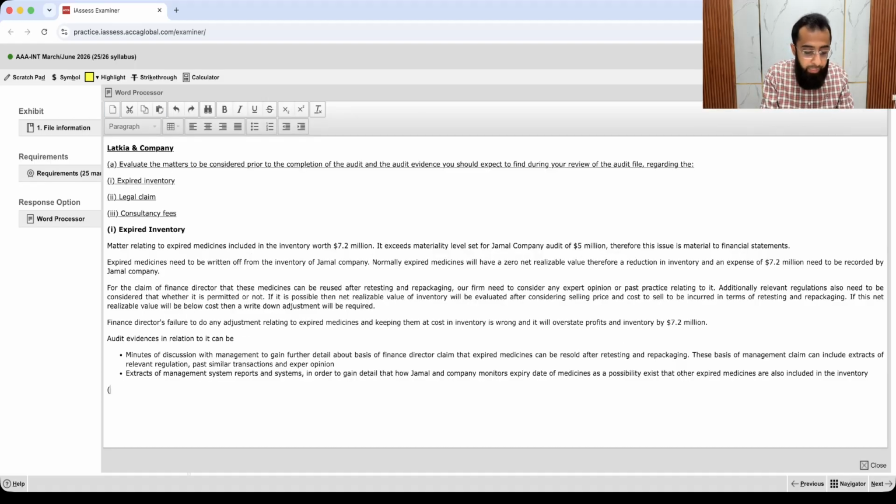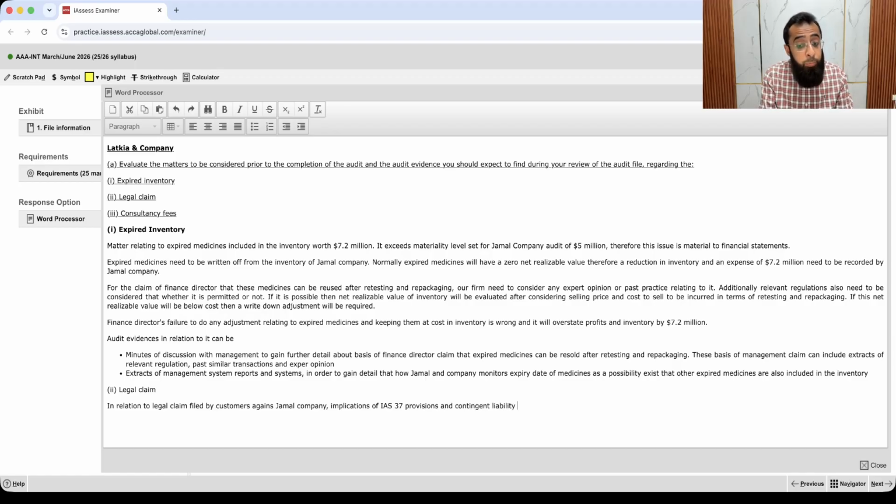So now the second one is legal claim. Okay, in relation to legal claim filed by customers against Jamal Company, implications of IAS 37 provisions and contingent liability need to be considered. Now see, I have written the answer in two different forms. In this part, I didn't give reference of IAS number. In this part, I gave it.